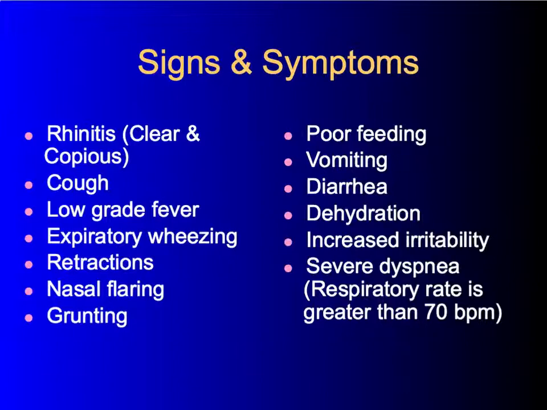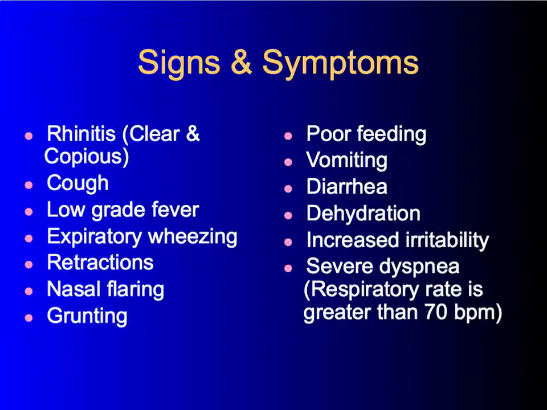The signs and symptoms that you will see with bronchiolitis is the babies will develop a rhinitis, and it is clear, copious drainage. It comes out their nose, it goes down their throat, it's bubbling, it's really copious, and they're unable to control it. They then develop a cough, a low-grade fever, expiratory wheezing, retractions, nasal flaring, and even grunting.